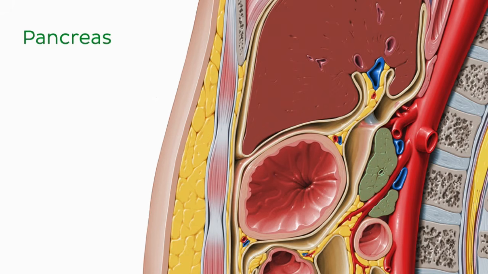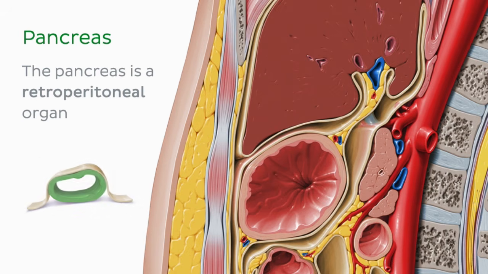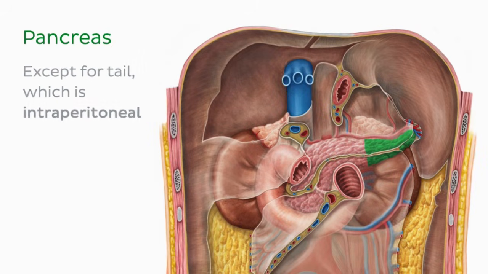As you can see in our illustration here, the pancreas is a retroperitoneal organ, except for its tail, which is intraperitoneal.